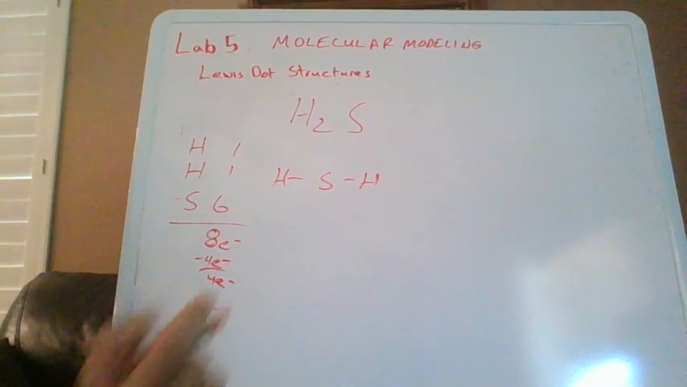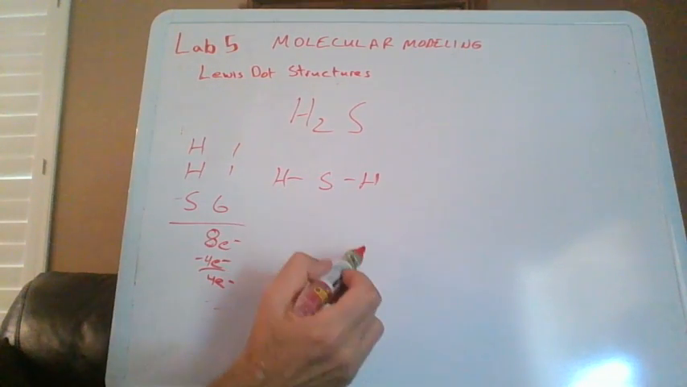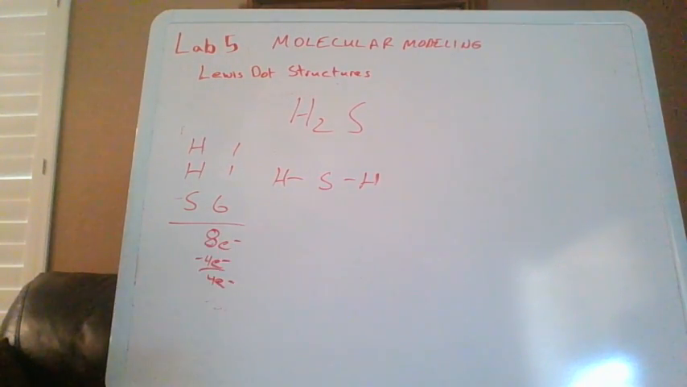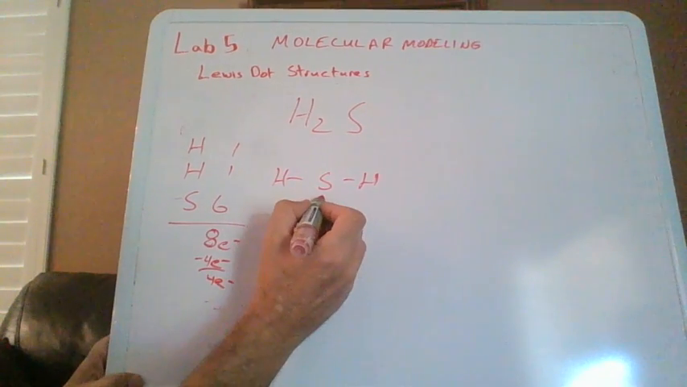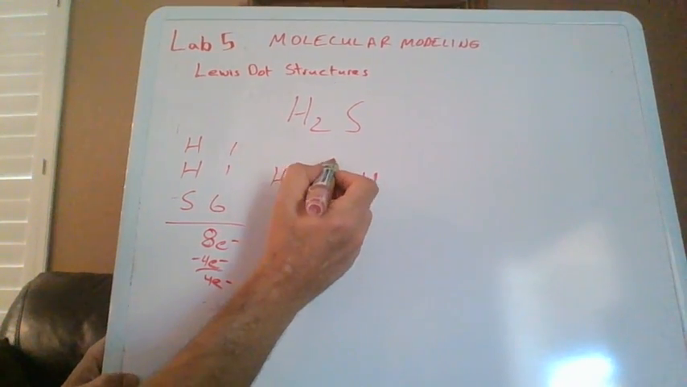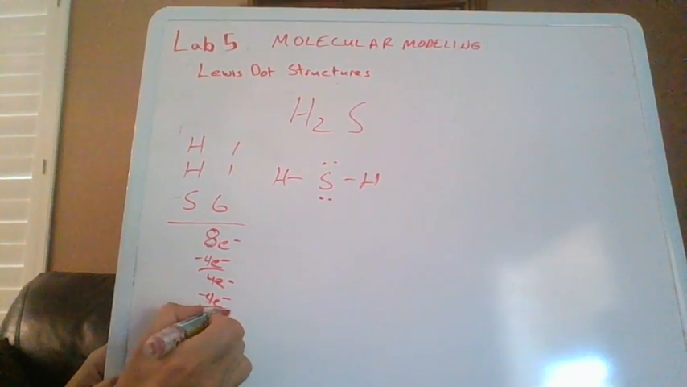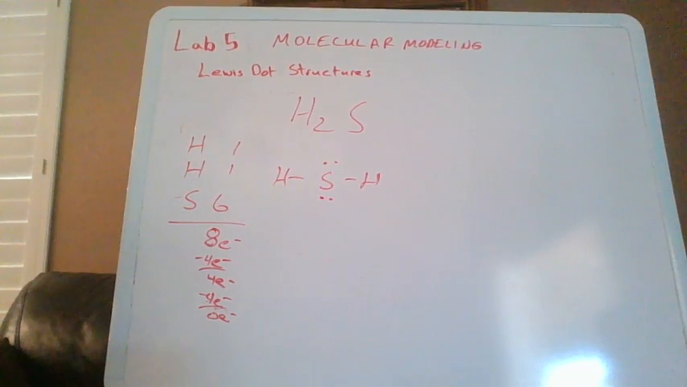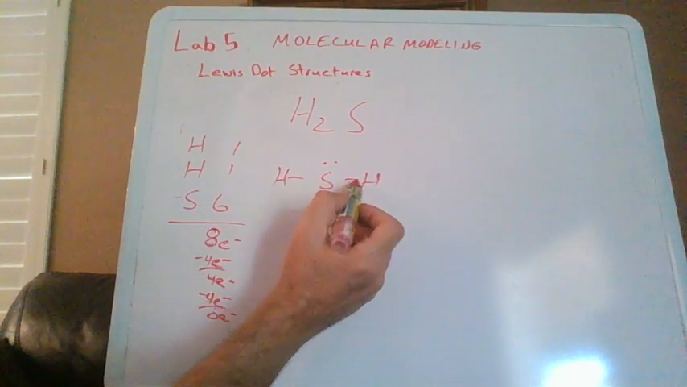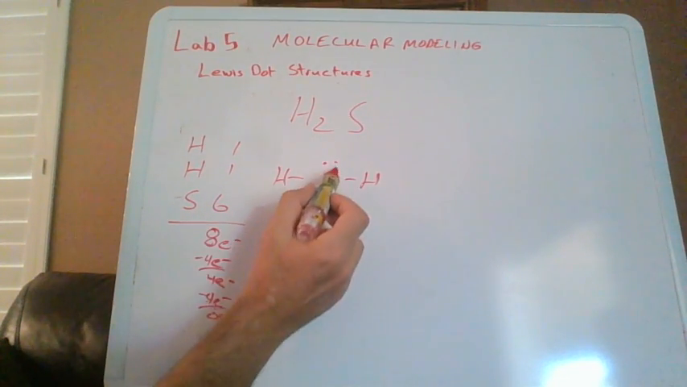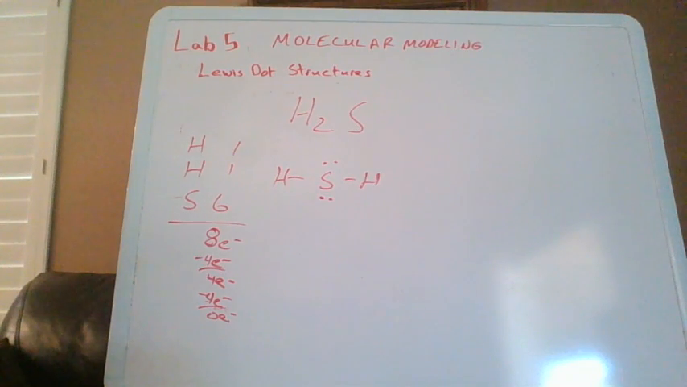Hydrogen can only take 2, so no more electrons on the terminal atoms. We have to come back to the central atom. So we can put 2 below sulfur and 2 above sulfur. That leaves us with 0 electron pairs to share. Hydrogen sees 2, so it's happy. Sulfur sees 2, 4, 6, 8, so it's happy. So that would be our correct Lewis structure.